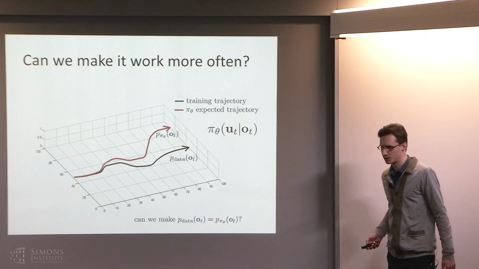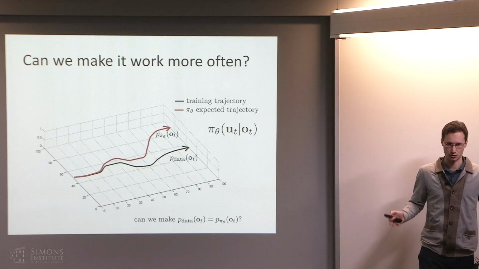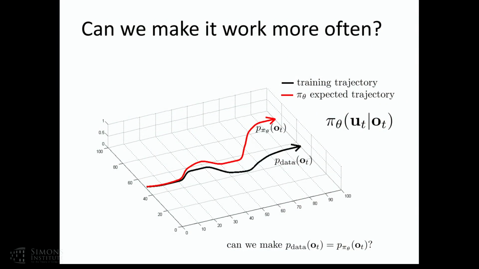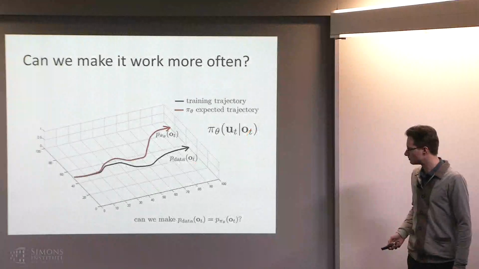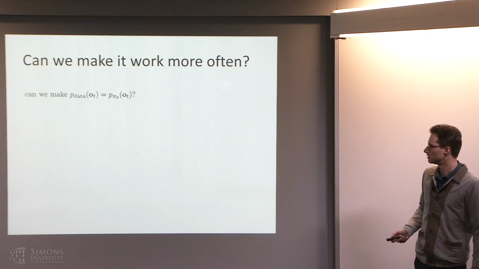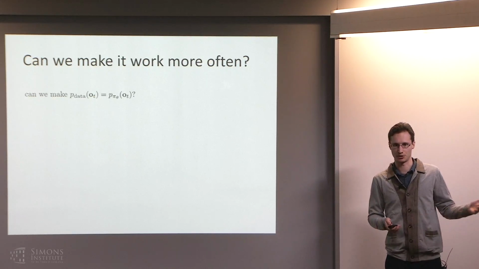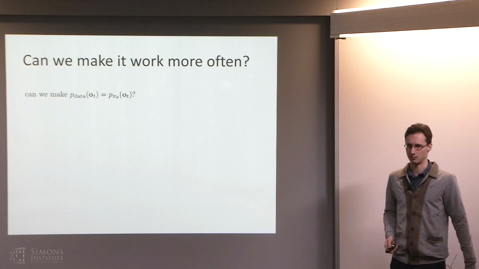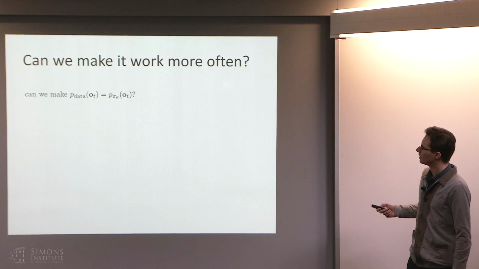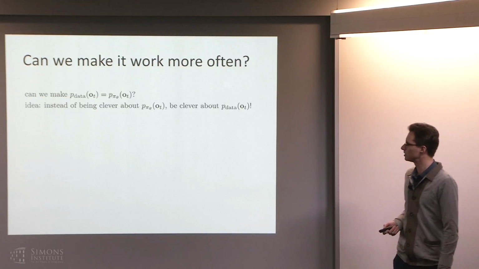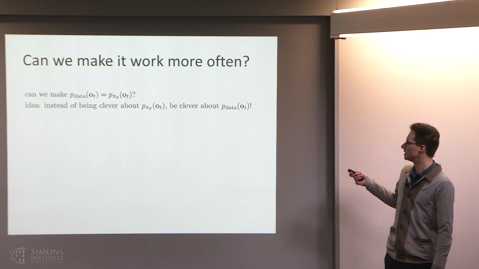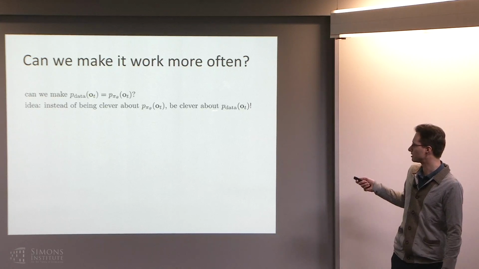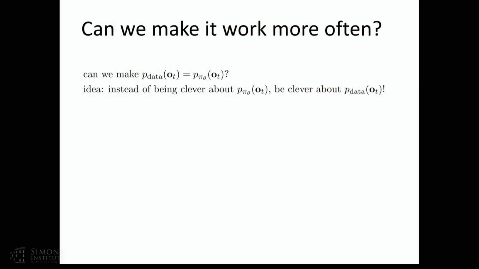So okay, can we fix that? If our problem is the distributions don't match, let's find a way to make them match. Let's find a way to make p data equal to p pi. Well, one way we can do that is we can somehow make our policy perfect. If our policy is perfect, then it will have exactly the same data distribution. But that's hard. We can actually do something different. Instead of changing p pi, let's change p data. So instead of being clever about p pi, let's be clever about where our data comes from.